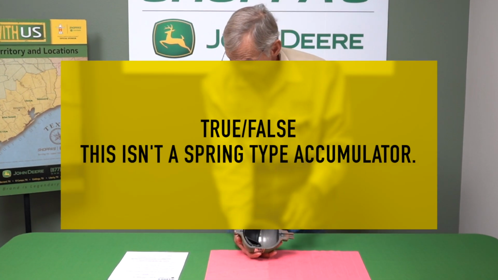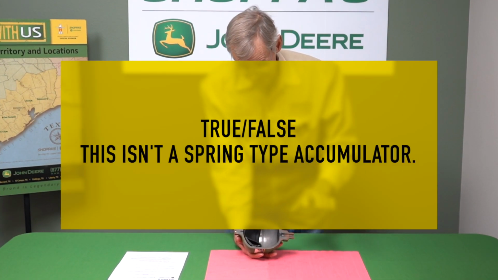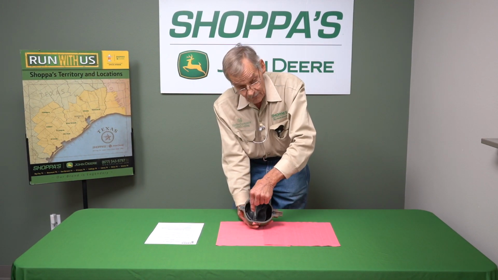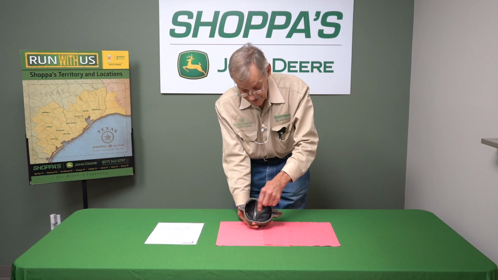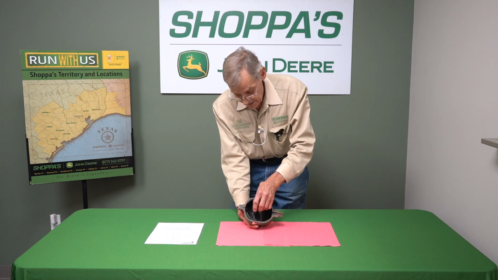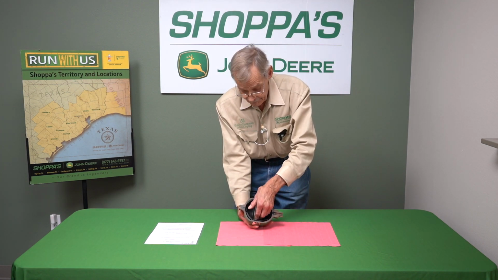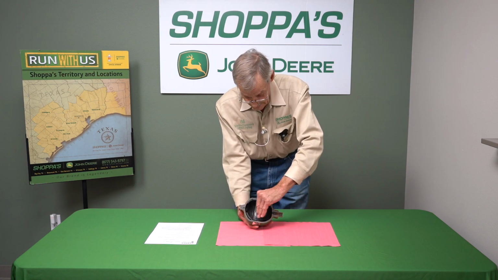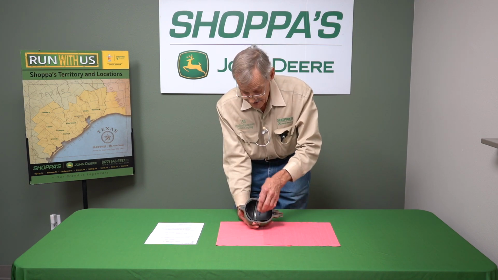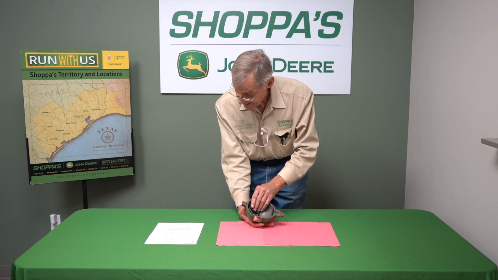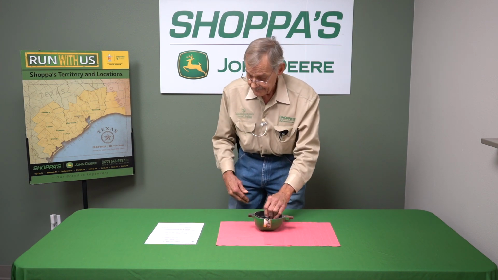This isn't a spring type of accumulator. That's true. A spring type, instead of having a gas within this chamber, which is dry nitrogen, would have a spring and just a simple bladder that the spring would be pushing against, not gas. So that's true, it is not a spring type accumulator.